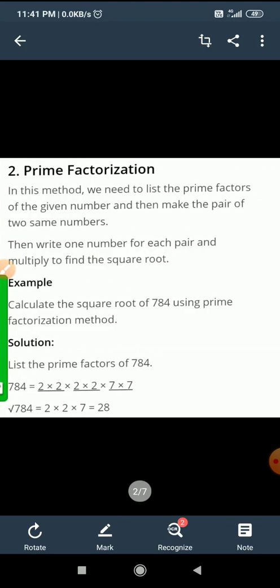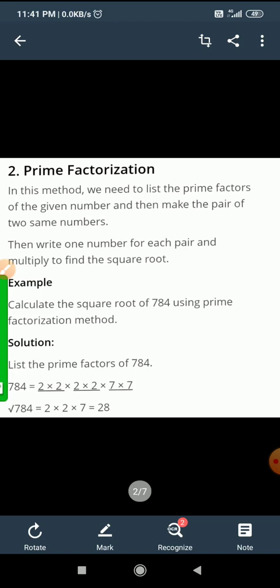Hello students, in this video you will learn the prime factorization method and the division method to find the square roots of numbers. So let us discuss the prime factorization method. In this method we need to list the prime factors of the given number and then make pairs of the same number. Then write one number for each pair and multiply to find the square root.